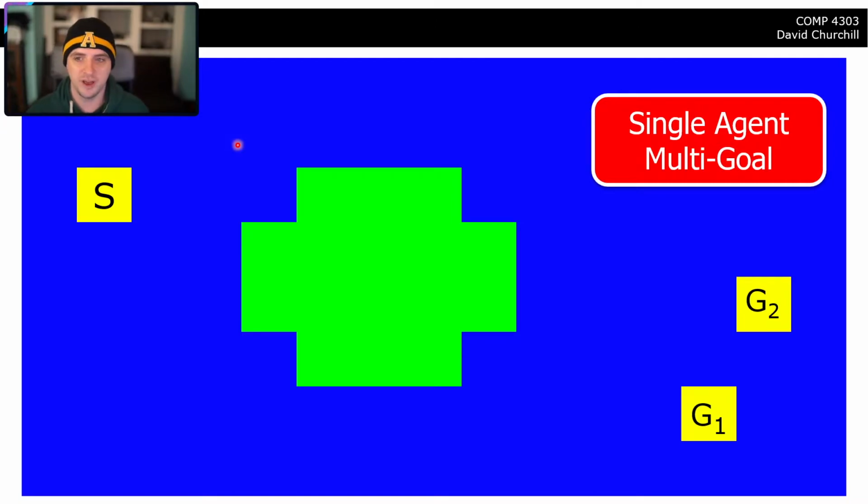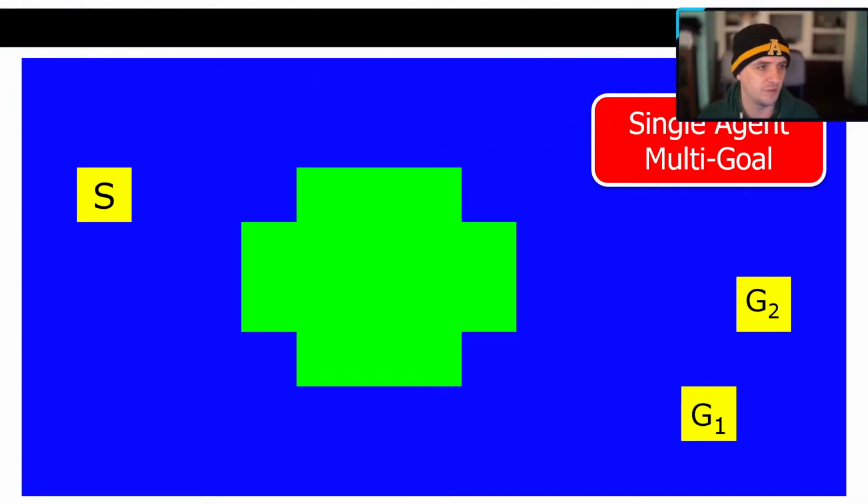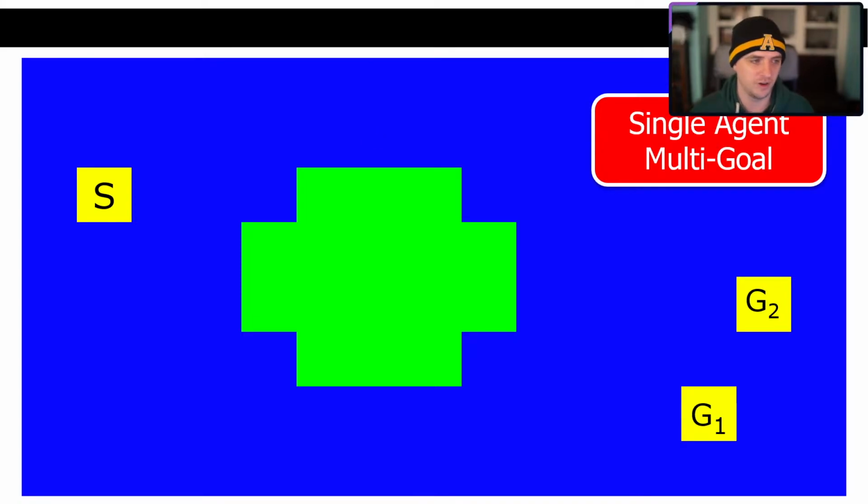We could also have single agent, multiple goal, right? So for example, maybe in a level you have to get to one of many possible goal locations. Or maybe there's an item that you want to pick up, like a health pack or an ammo pack, and you're just trying to get to the closest one, right? So all of these different types of pathfinding systems have different design decisions that need to be made and different algorithms that can carry them out.